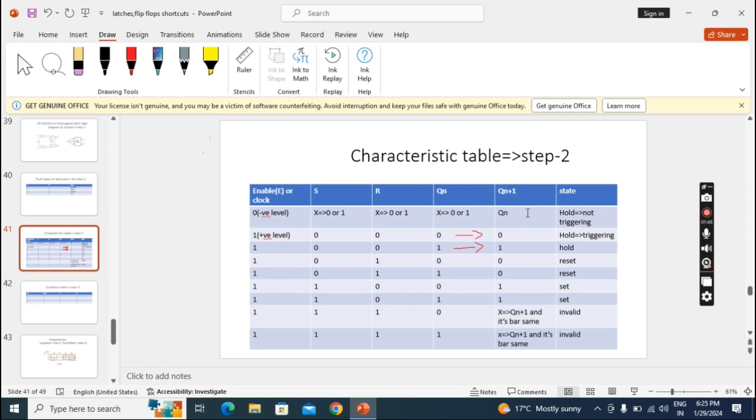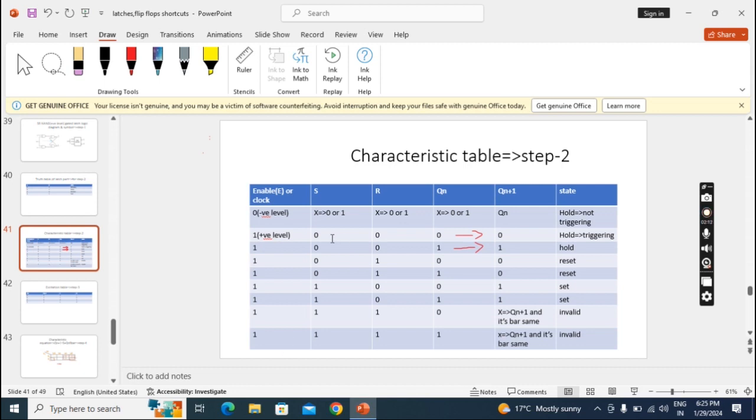So in this condition, the circuit is not triggering, because a positive level circuit will respond only to positive level, not to negative level. It is not responding. It stays as it was previously. There is no change in the circuit. That's the meaning. Now we'll see what will happen if we apply positive level.